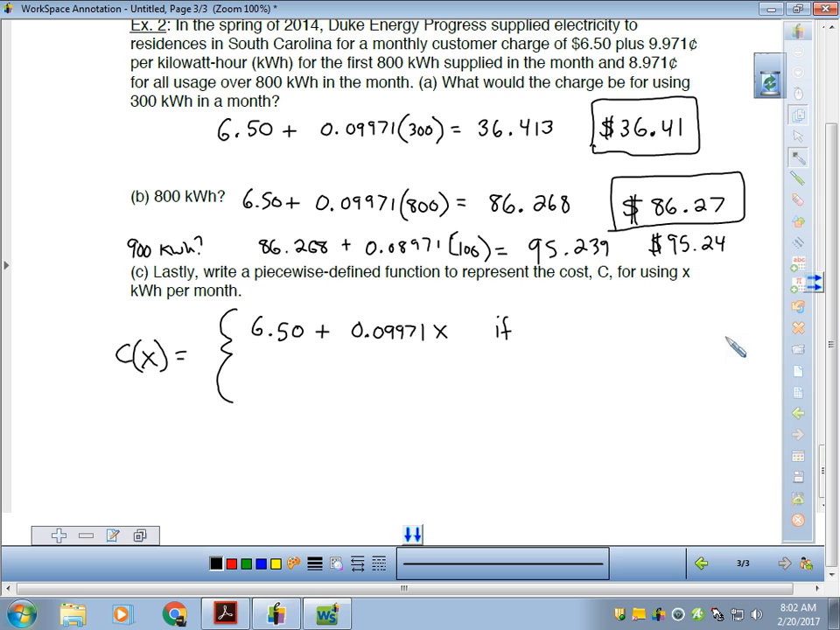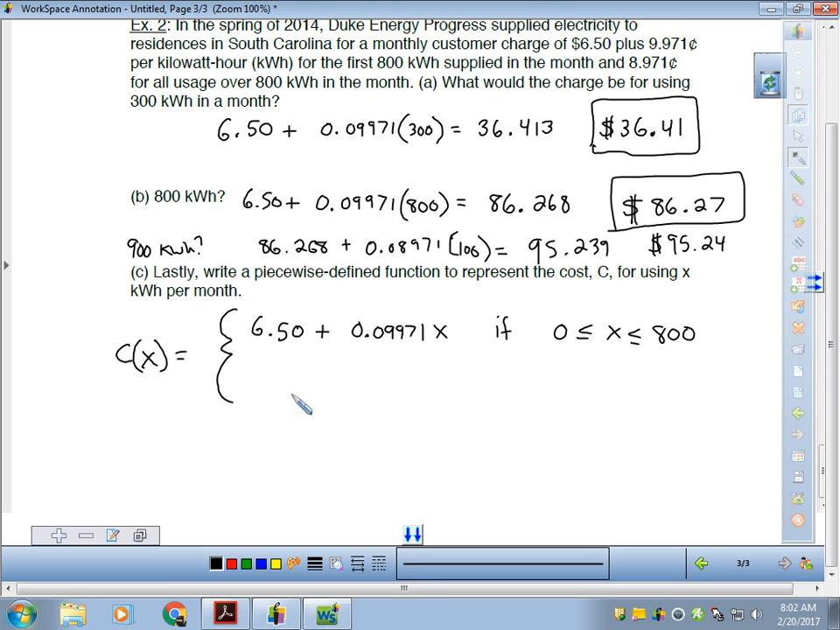And then we need to have if. We need to know when this happens. Well, this is going to happen from 0 kilowatt hours all the way until what? Well, this equation works for the first 800, so it's going to go all the way to 800. And then we're going to include both 0 and 800, because you're going to get charged this monthly amount whether you use 0 kilowatt hours or whether you use 800. And then 800 does get plugged in there. So that one's not too bad. It's pretty straightforward. It looks exactly like we did Part A and Part B. It's the second equation that's a little bit trickier.